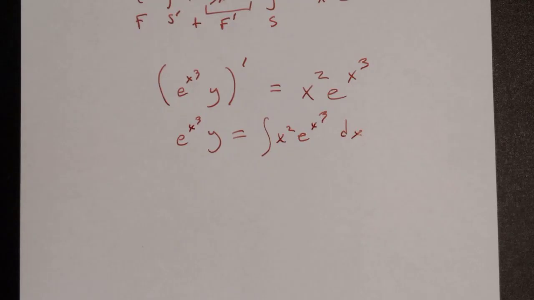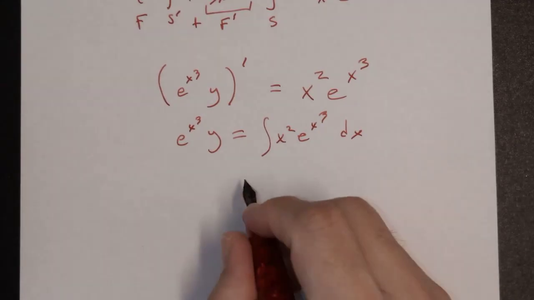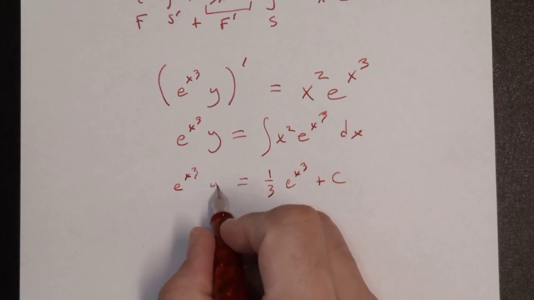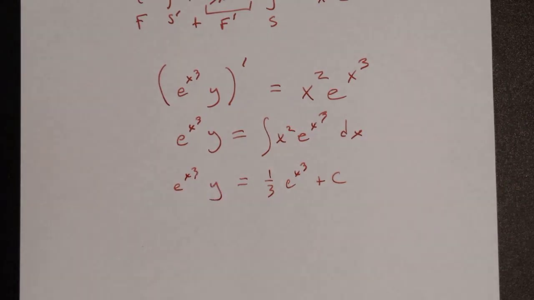And here's the best part. You know how to do that integral. At least you did at one point. I'm hoping you still do. U sub, yay! U equals x cubed, du is 3x squared. I don't have a 3, so I get a 1/3. But I'm not done, because that result is the result for e to the x cubed y. I need y. Just divide out the e to the x cubed.